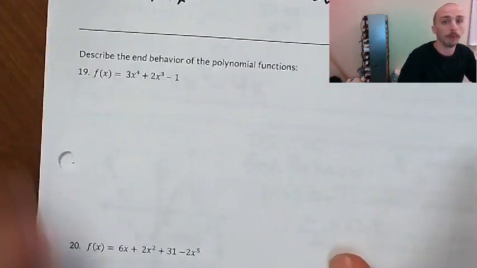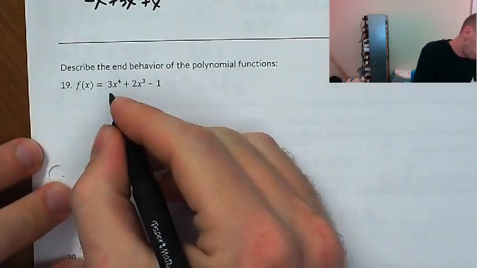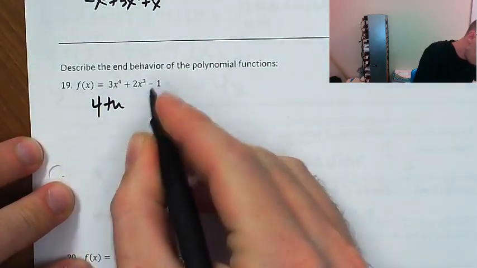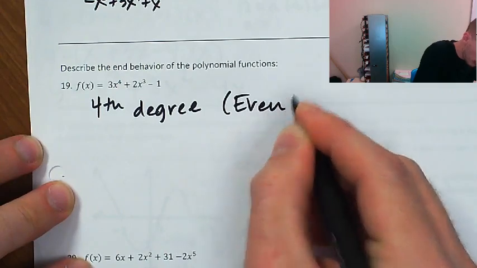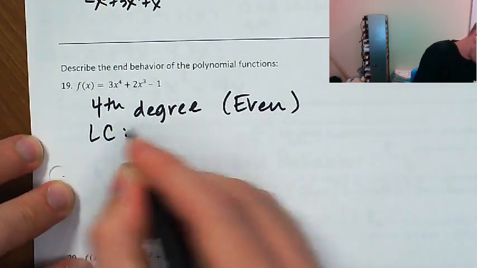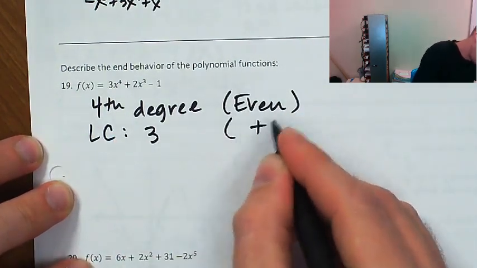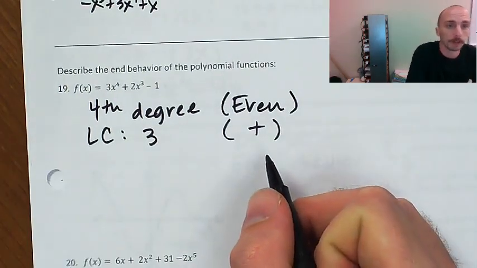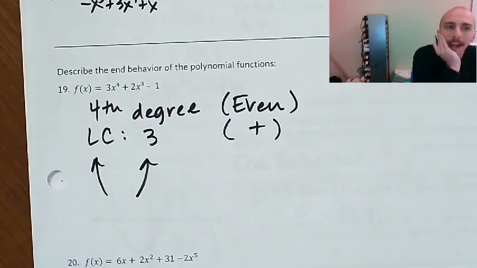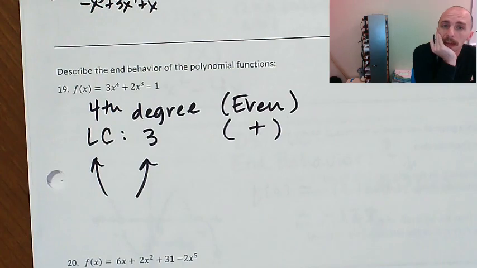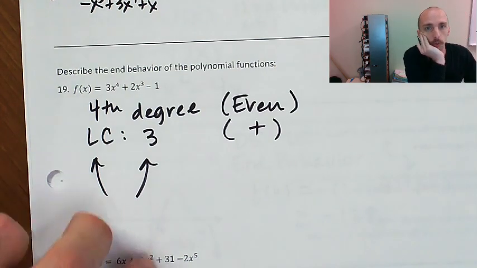Oh, okay, that's a lot of room to do that, but this is a 4th degree polynomial. So what matters about that is that it's even. The leading coefficient is 3, and what matters about that is that it's positive. Okay, so the end behavior is going to look like this, but what I'll tell you is if I ask you what the end behavior is, I expect you to give me something a little more sophisticated than 2 arrows.